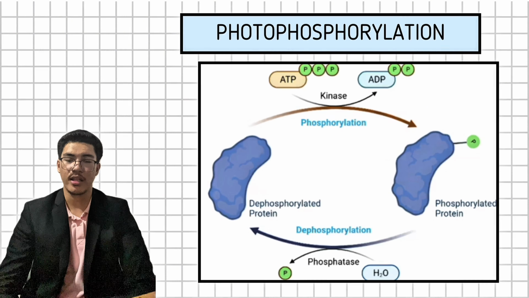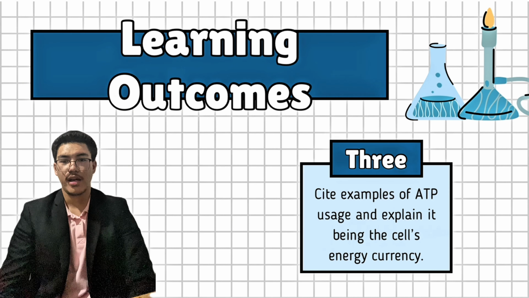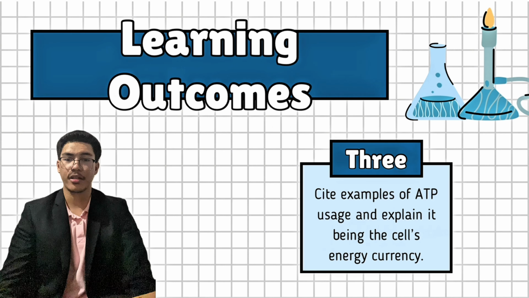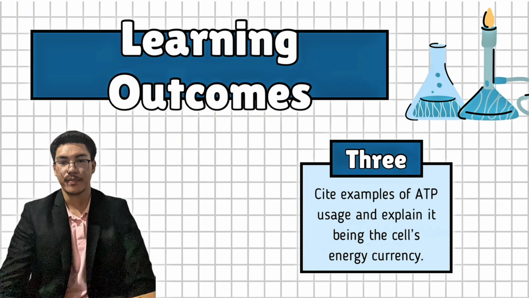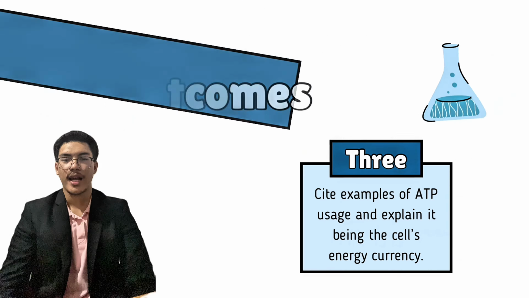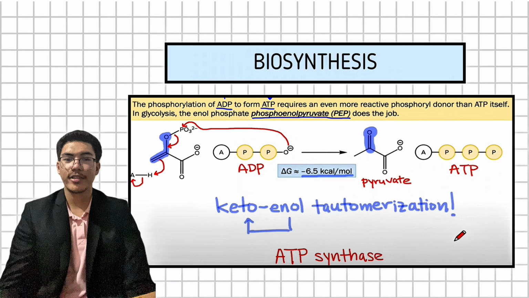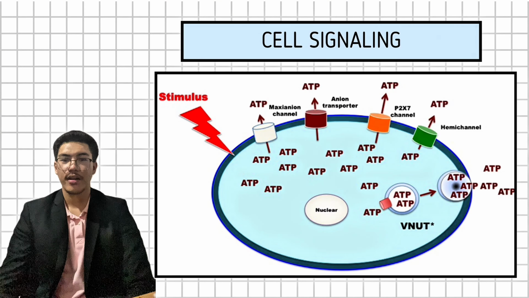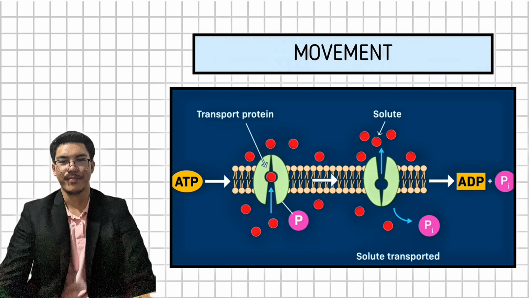Lastly, for the class, give examples of how ATP is used in different cellular activities and explain why it is called energy currency of the cell. Can you please give me some examples? Again, you are correct. So we have energy transfer, biosynthesis, cell signaling, nucleic acid synthesis, metabolism, and movement.